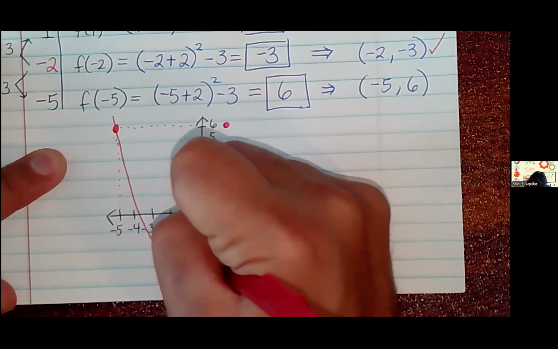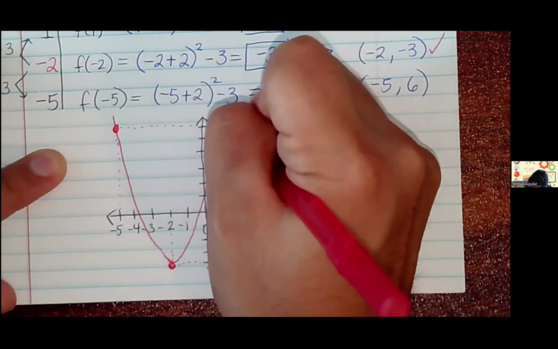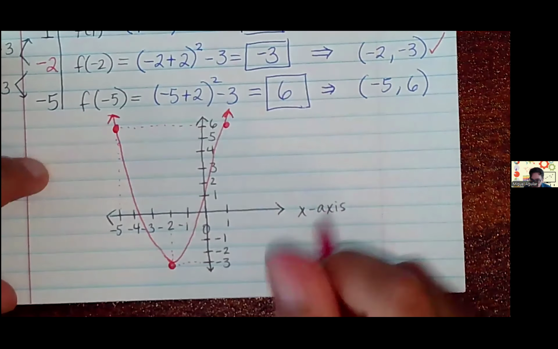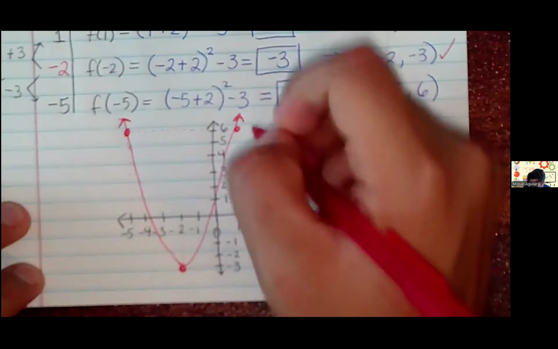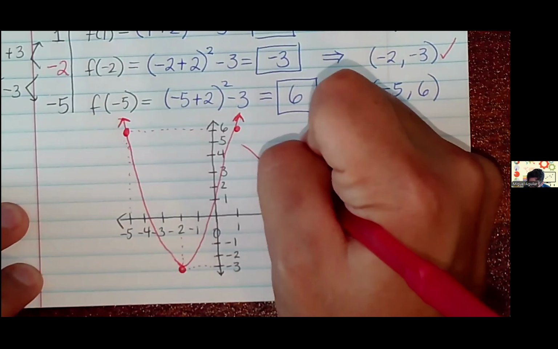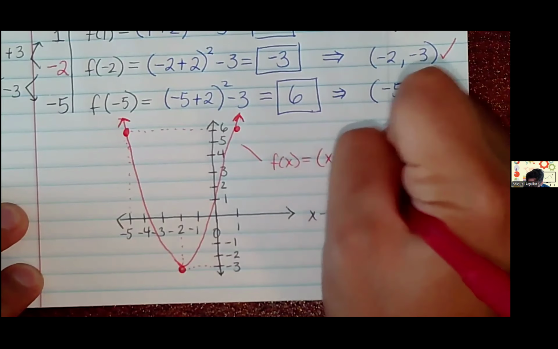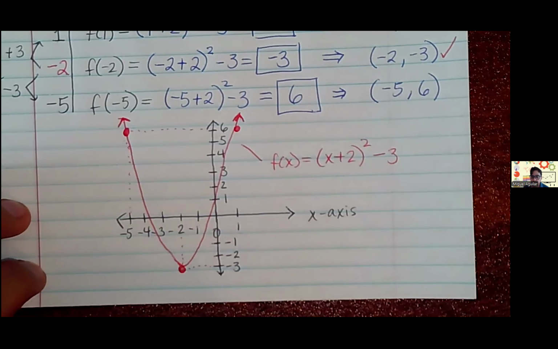But then we're going to scoop that back up and come over here and cross through this other point, and then put some arrows on the tops of my U's there. Okay. So this red graph here is the graph f(x) = (x + 2)² - 3. That's what it looks like.